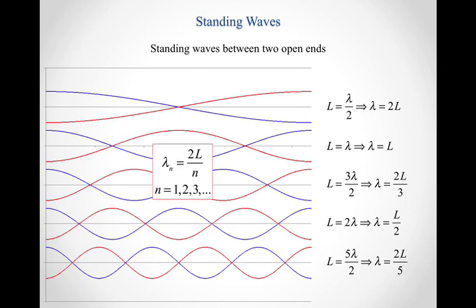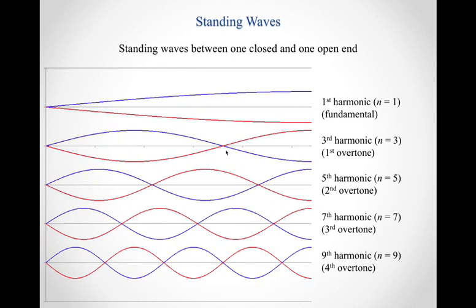And so the wavelength of the nth harmonic is described by the same equation. It's still 2L over n for my open standing waves, where n can again be 1, 2, 3, 4, pick any integer that you want. Where things get a little bit different is with my third standing wave pattern. This is if I have one closed end and one open end. Here we've set this up so the closed end is over here on the left and the open end is over here on the right.